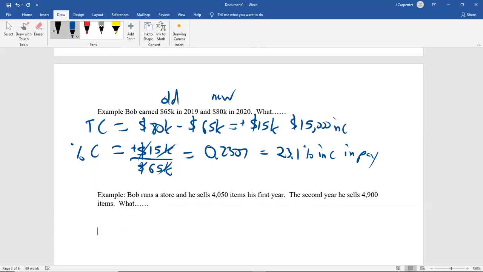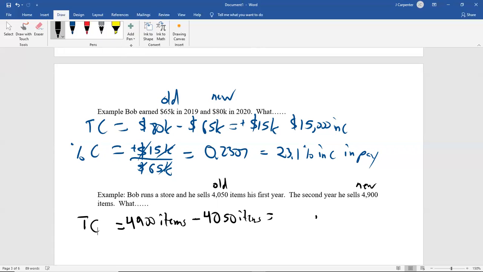And our total change, let's go back to black. I just did that in blue because I swapped numbers. So the total change is the new minus old. The 4050 is the old. The 4900 is the new. So we're doing 4,900 items. I didn't say what, we're just generalizing, minus the old amount, which was 4050 items. So whatever the subtraction is, the answer is items.